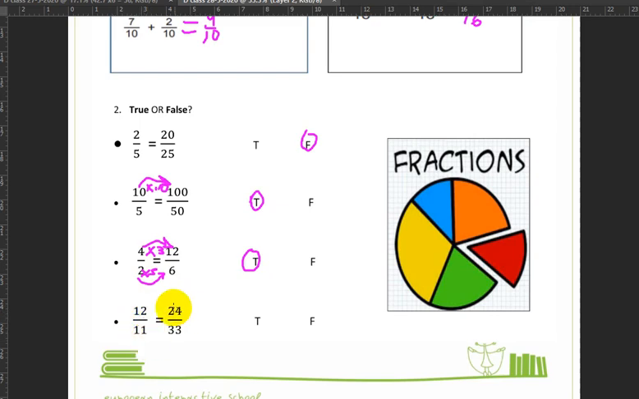Next we have 12/11 equals 24/33. Wherever we start, we need to think, 12 times what gives me 24? 12 times 2 gives me 24. 11 times 3 gives me 33. 12 times 3 would give me 36. Definitely not 24. So this is false.